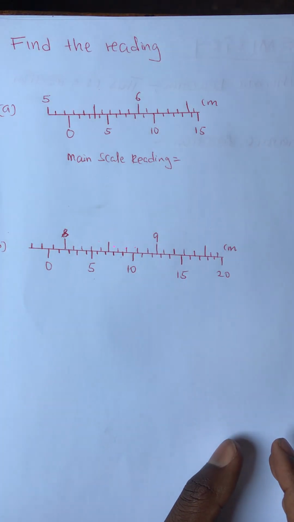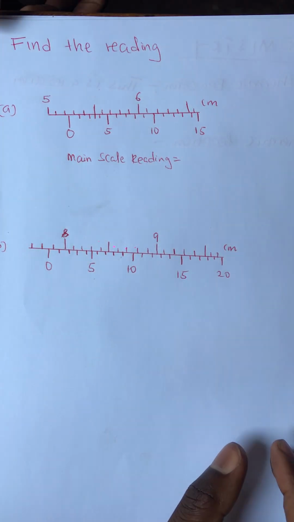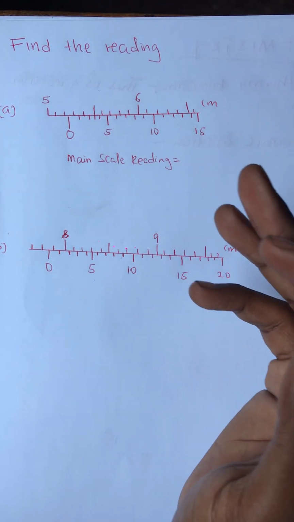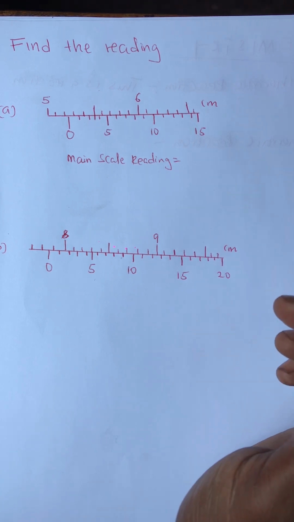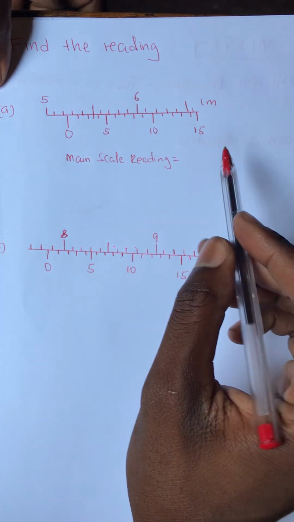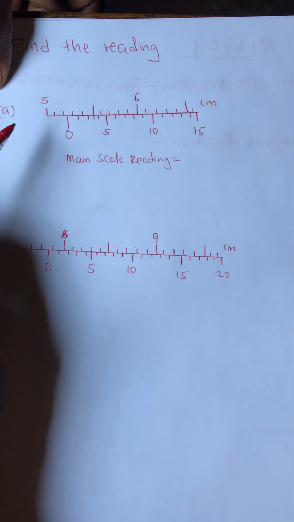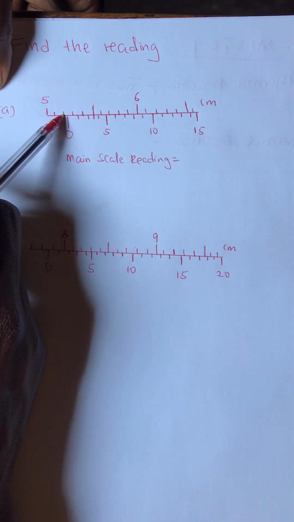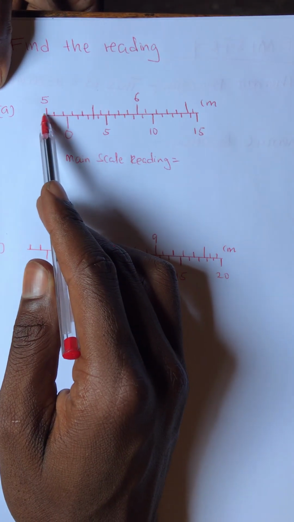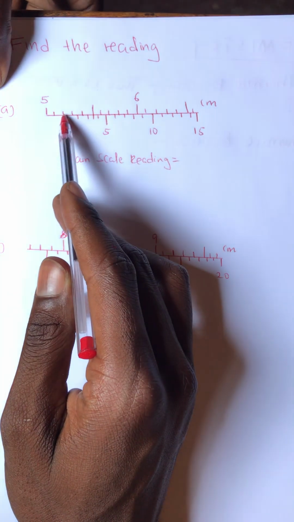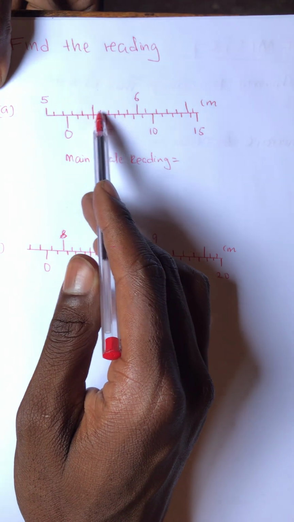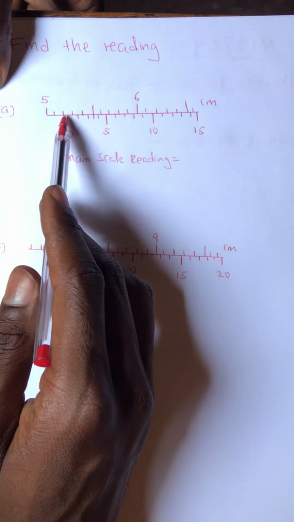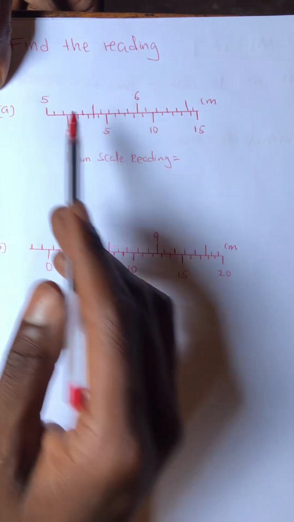So what we do is find the main scale reading, and then find the Vernier scale reading there at the bottom. In this case, because there's no zero error, we're just going to add the two. For the main scale reading, you look for the value that is just before the zero here. So how were they counting? 5, 5.1, 5.2, 5.3, 5.4, 5.5, 5.6, 5.7, 5.8, 5.9, 6. So this value just before the zero is 5.2.